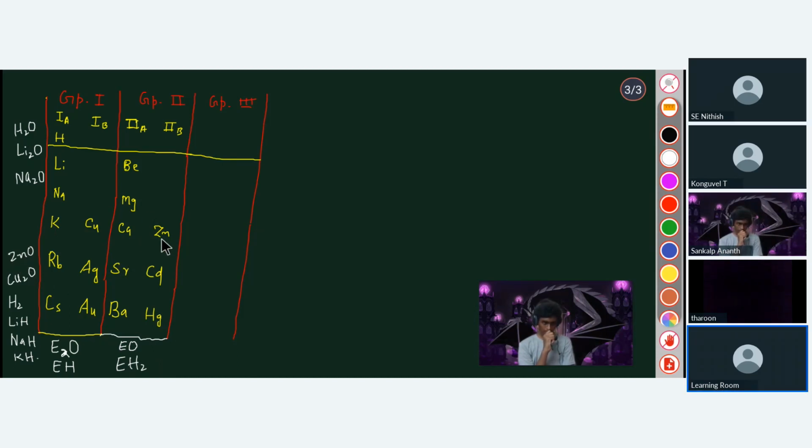Zinc lies in the second B, but it is in the second group. This is the whole second group. So that means beryllium and zinc form the same type of oxide, that is BeO. So that's why he kept these elements in the same group, group second.